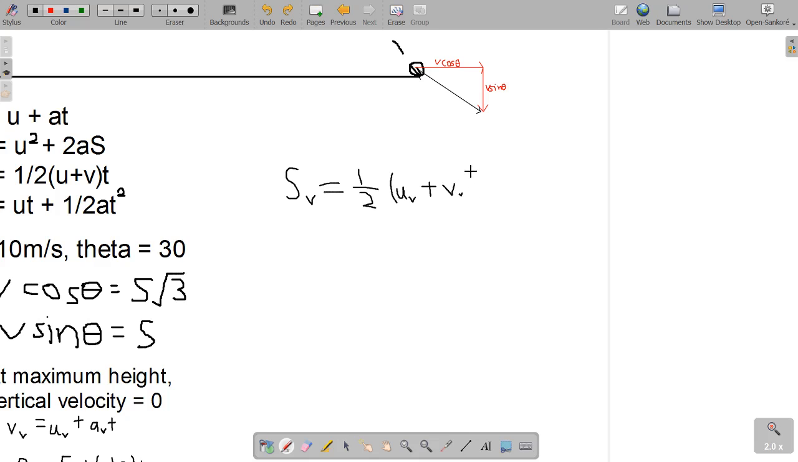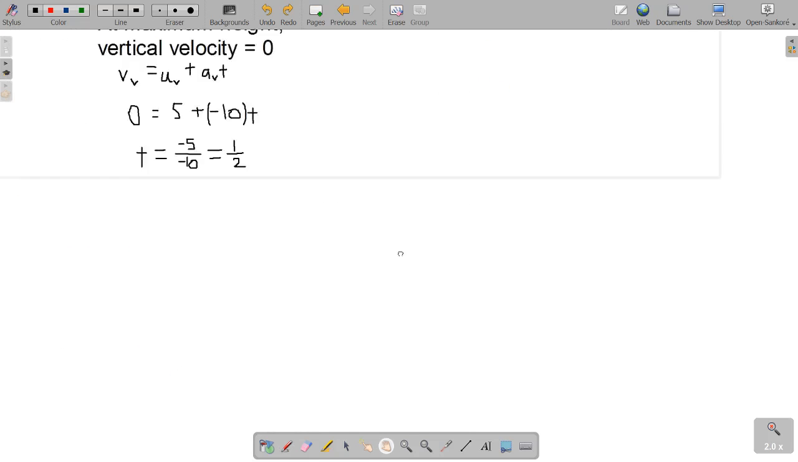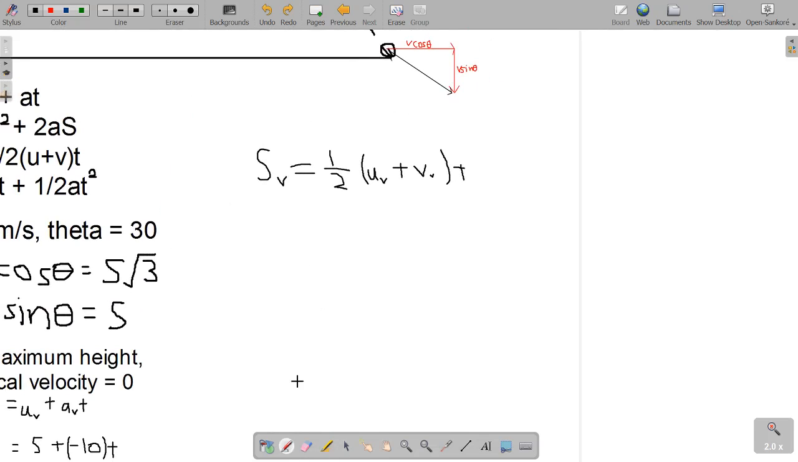I think you have already found the time here, which is half. So equals half, and this is 5, this is 0, half. I'll just put them here. So half times 5 times half equals 1.25 meters.